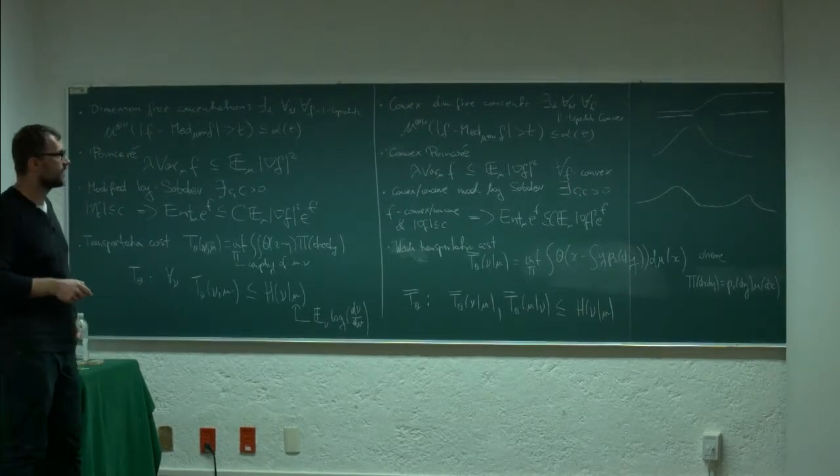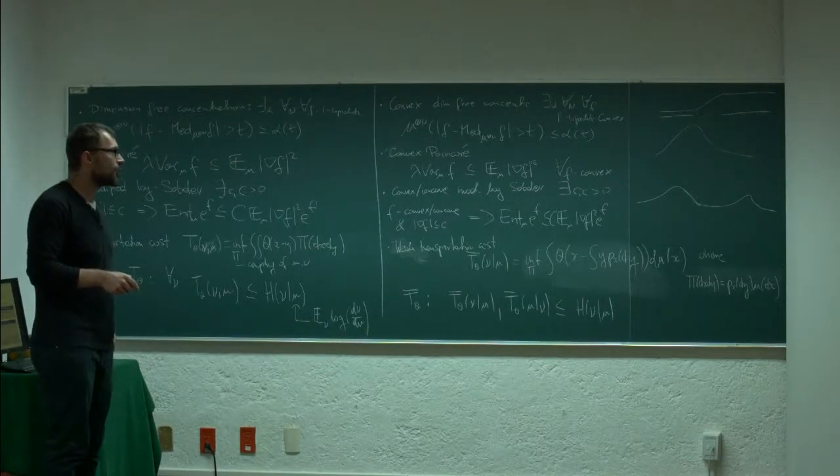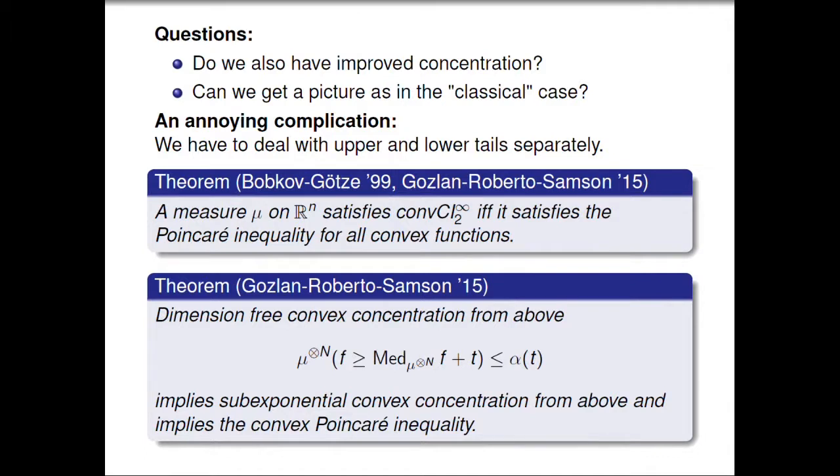Nevertheless, at this basic level, first on the real line, it was proven by Bobkov and Götze, and then on R^n by Gozlan, Roberto, and Samson, it turns out that a measure satisfies this convex concentration inequality if and only if it satisfies the Poincaré inequality for all convex functions. So this is exactly like in this classical setting.